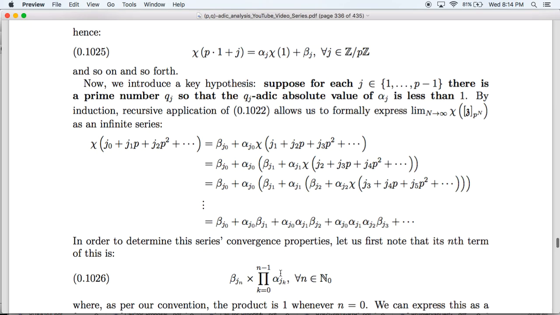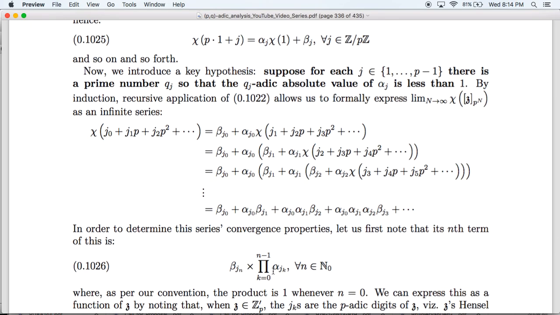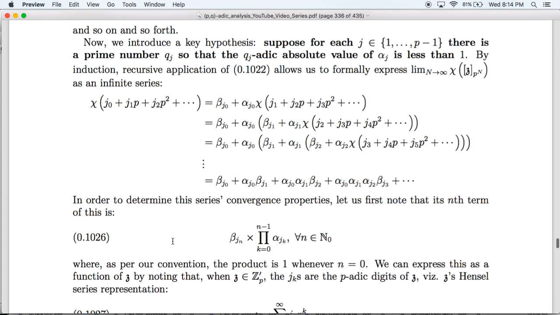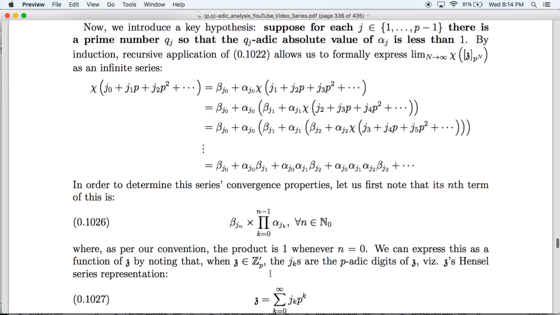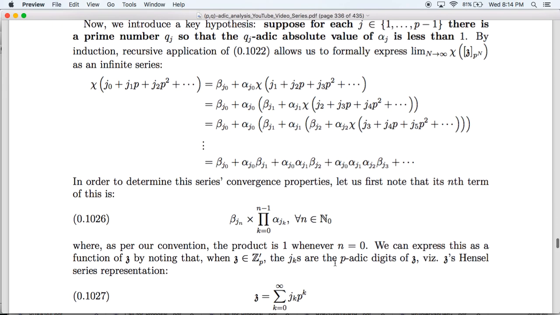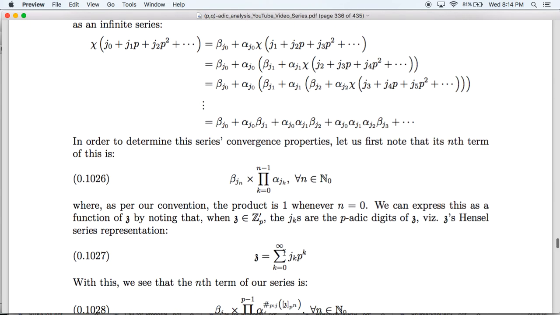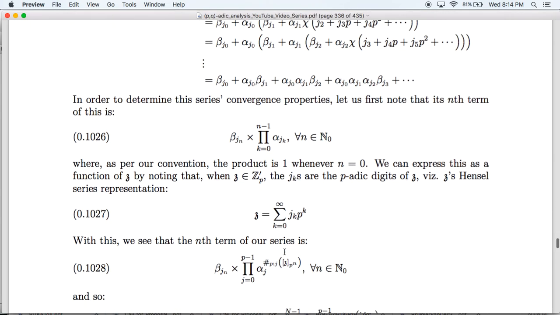And so we just note here that the nth term of this sum is beta jn times the product from k equals 0 to n minus 1 of alpha jk, where per our convention, this product is defined to be 1 whenever n is 0. We can express this as a function of z by noting that when z is in Z_p prime, the jk's are the p-adic digits of z via z's Hensel series representation. And so we just then count.